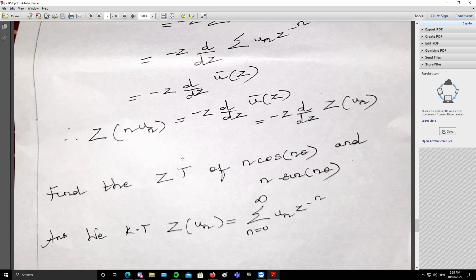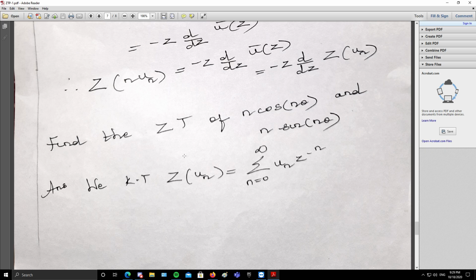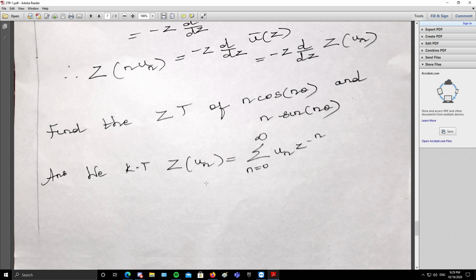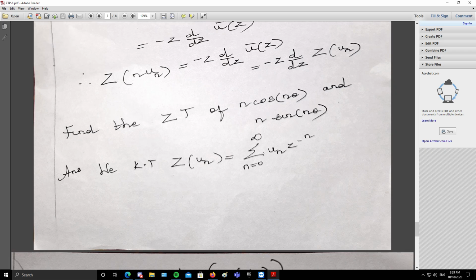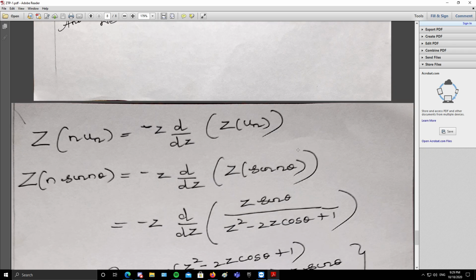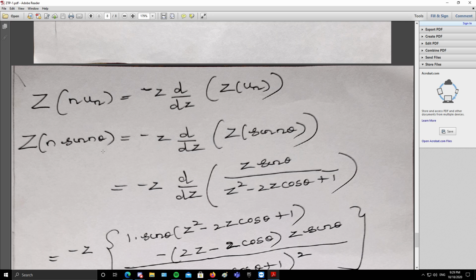Now we have a problem: find the transform of n cos n theta and n sin n theta. So this is of this type. So start with the definition. Whenever you have n un type, start with the definition. Z of un is summation un z^-n. I am doing it for sin n theta, you will do it for cosine theta on your own.